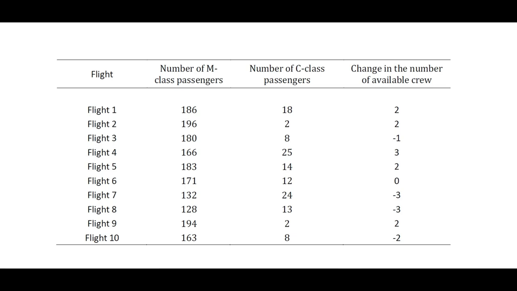Now if each flight is cancelled, not only do the M class passengers get a refund of 300 euros and C class passengers get a refund of 500 euros, but we might also have a change in the number of available crew. The positive numbers show that there will be an excess and the negative shows that there will be a shortage. Now if there is a shortage, we need to pay an amount of 2,500 euros per cabin crew that we have insured.